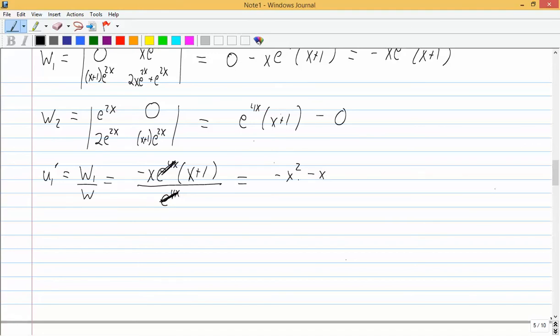So that's going to leave me with negative x squared minus x. Now you could leave it in factored form, but I'm eventually going to have to integrate this. So I just multiplied this in here. So u sub 1 prime is equal to this. U sub 2 prime is equal to Wronskian sub 2 divided by the Wronskian. Wronskian sub 2 is e to the 4x times x plus 1. What was the Wronskian equal to? E to the 4x. So you can see these two cancel out there and just leave you with x plus 1.